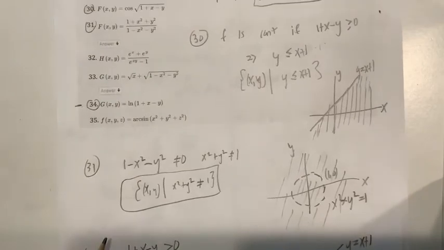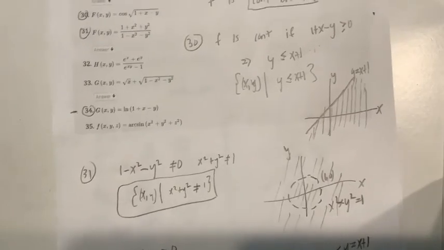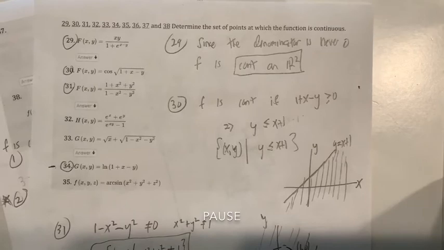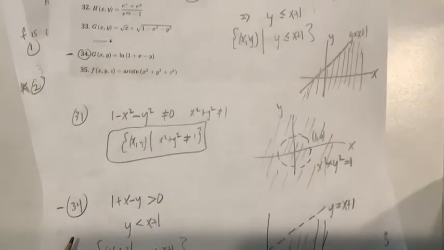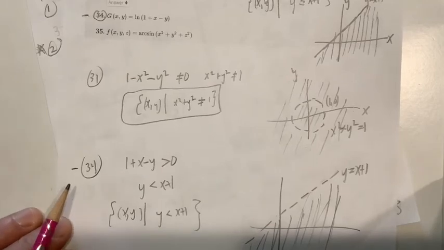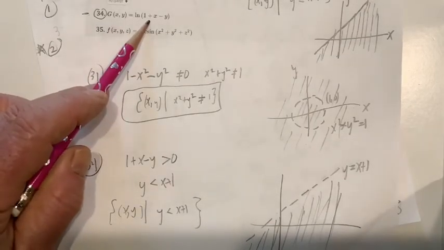Same is true here. I'll let you look at 29 and 30 and 31, and then I'll, all right, here's 29 and 30, and here's 31. I'll look at 34. 34, they just want you to find the domain. So what would you do?